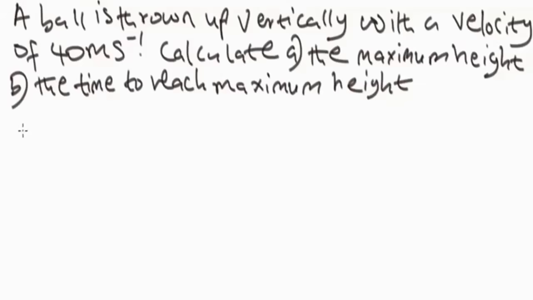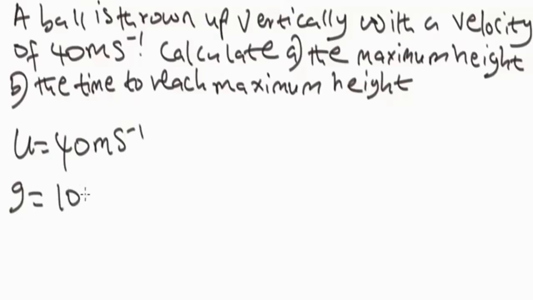Alright, so let's write our parameters. Our initial velocity u is 40 meters per second. Then our g will be 10 meters per second squared. Remember, g will be negative, not positive. What else do we have? We're looking for the maximum height, so x is unknown. Then our final velocity v will be 0.